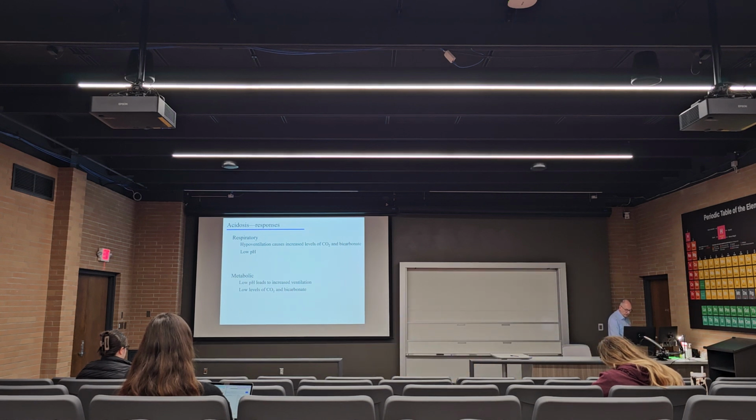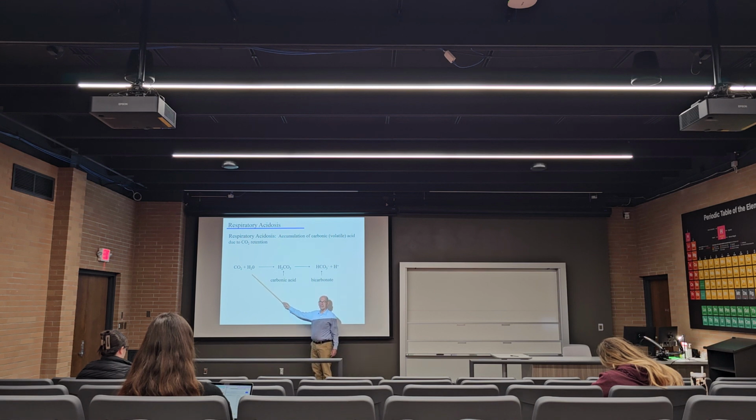So again, in respiratory acidosis, how are we going to respond to this? By making more bicarbonate. Again, the problem here is that we're unable to get rid of the CO2 over here. Since we can't get rid of this, we have to do it from this end over here, and we're going to respond by producing more bicarbonate.